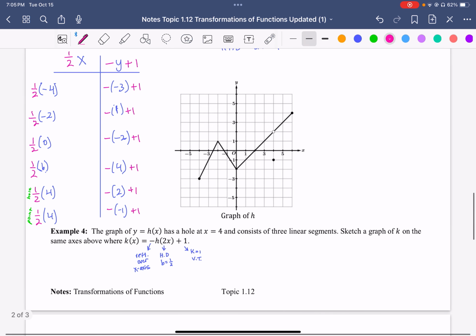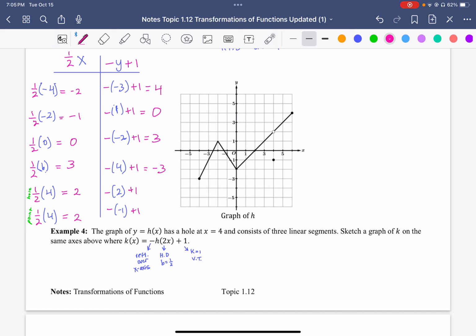So 1/2 times -4 is -2. 1/2 times -2 is -1. This is 0. This is 3. This is 2. And this is 2. Now, -3, two negatives make a positive, so it's really 3 plus 1, which is 4. -1 plus 1 is 0. Those two negatives make a positive, so 2 plus 1 is 3. -4 plus 1 is -3. -2 plus 1 is -1. And those two negatives make a positive, so 1 plus 1 is 2.